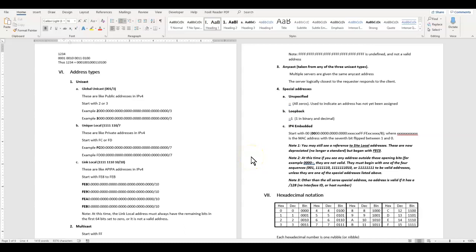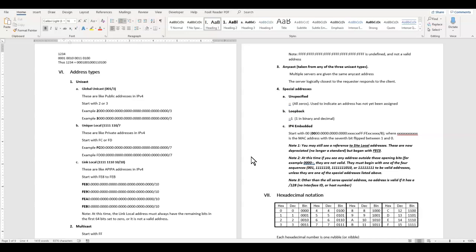We now have enough math to take on the address types. You may remember in IP version 4 we have unicast addresses, multicast addresses, and broadcast addresses. IP version 6 does away with broadcast and replaces it with something called Anycast. Alright, let's look at unicast first.